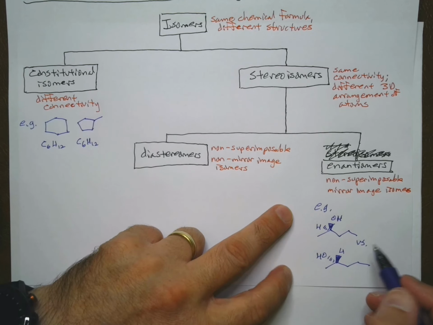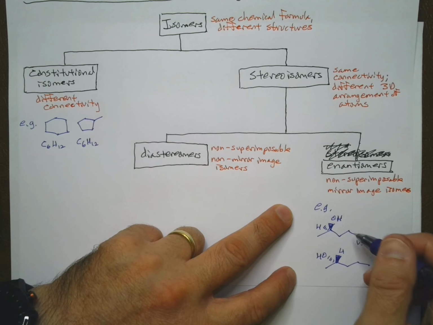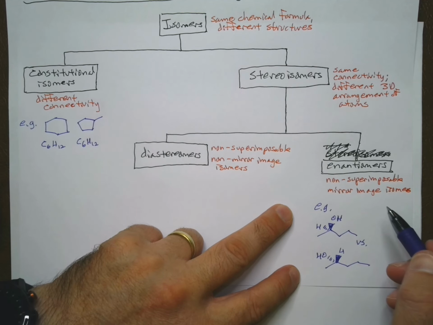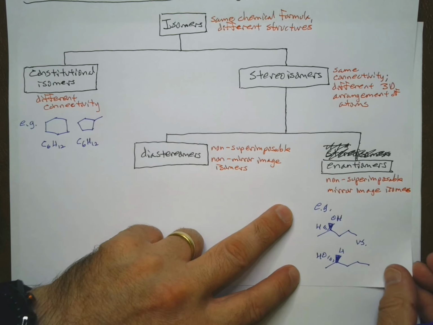That's another little helpful thing. If you have one chiral carbon and you switch the configuration, or you switch two groups, you will get the enantiomer. I'll summarize that on the next page.